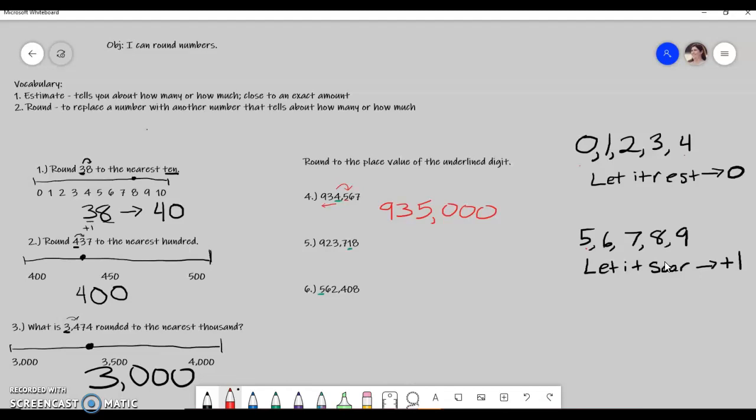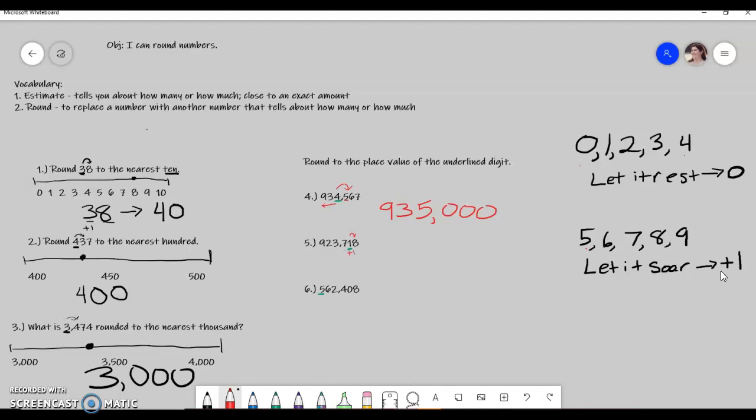Okay, so let's try the next one. Ooh, another big number. 923,718. And they want us to round to the tens place. Okay, so we're going to look at our neighbor. And our neighbor is an 8. So let's look. We've got 0, 1, 2, 3, 4, 5, 6, 7. Oh, 8. Okay. So 8 tells me that we're going to add one more. So I'm going to add one more to the 1. And the 8 is going to change into a 0.